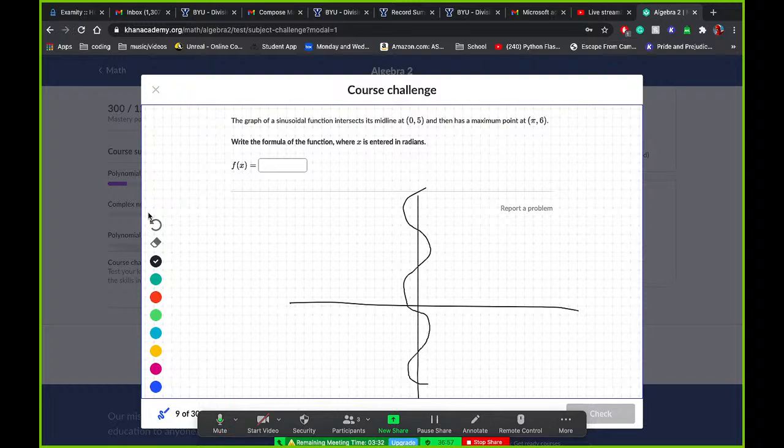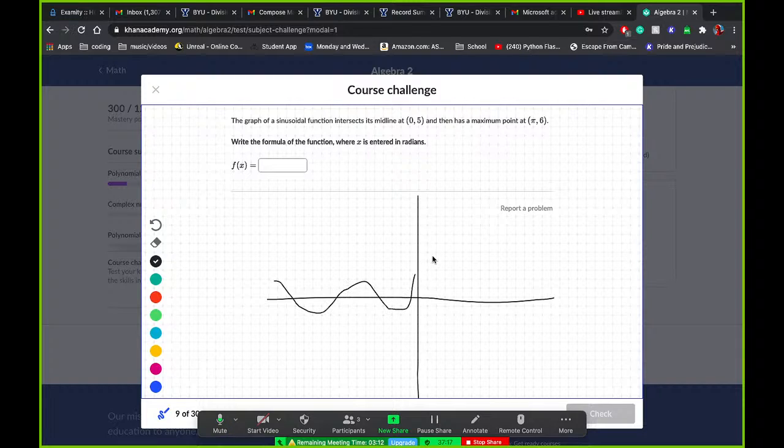Oh, the midline. Okay, I'm wrong about the midline. So they're saying that the midline is the y-axis. So this is the midline. So yeah, it is actually like this. So it intersects the midline at 5 something and has a maximum point at pi, 6. So yeah, I don't know this either.